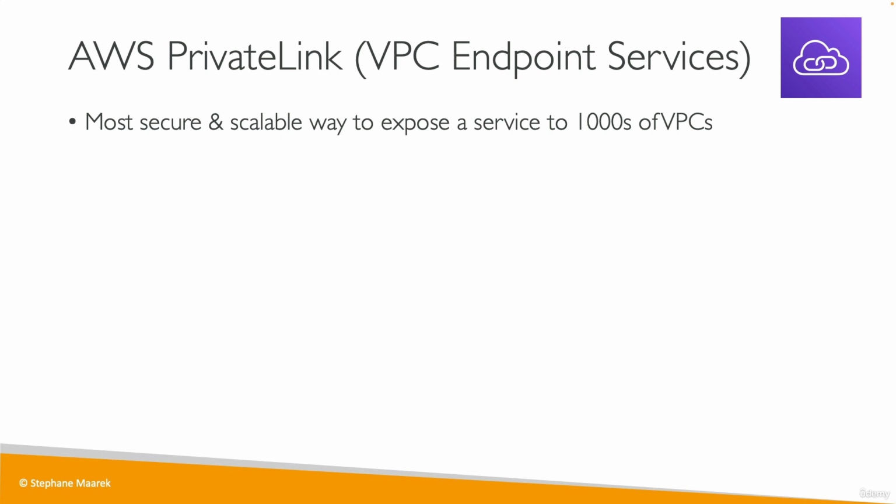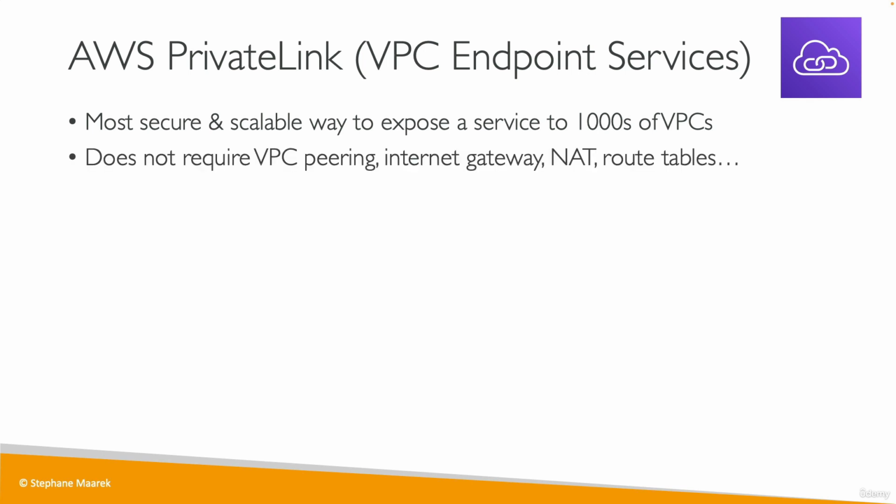You could, for example, use VPC peering, but that doesn't scale and it's not very secure. What you want is to use something else, and that something else is PrivateLink. So a PrivateLink allows you to connect a service running within your VPC to other VPCs directly and privately. So it does not require VPC peering or an internet gateway, because it's on the private network, or NAT or route tables or anything like this.